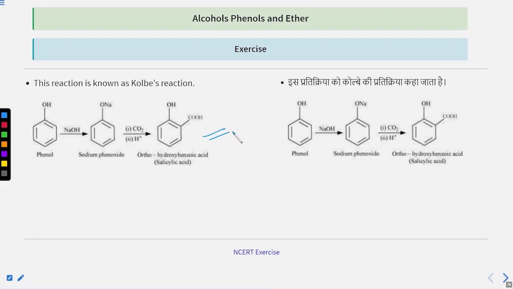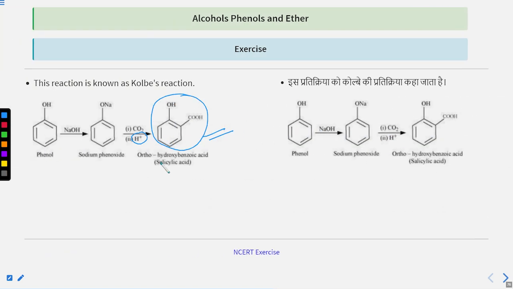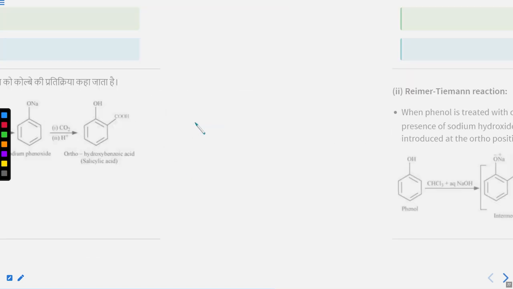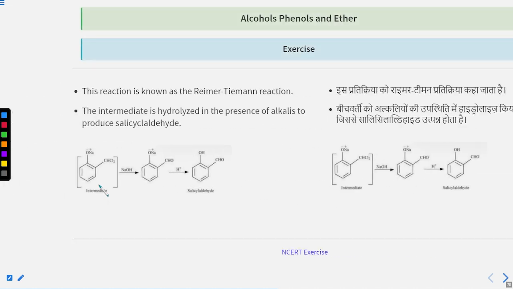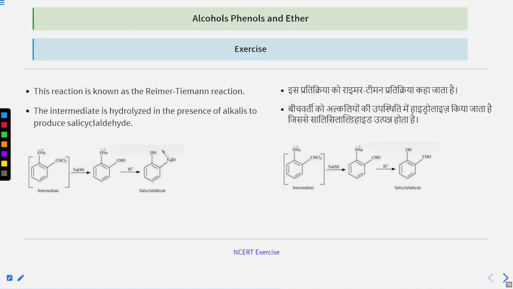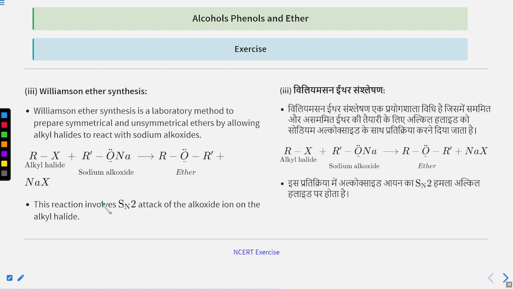So as you can see, we have just treated with H+ to protonate and get salicylic acid. So it is salicylic acid and not salicylaldehyde. Okay. Next is Reimer-Tiemann reaction. We have seen it just now. Treat it with CHCl3 and aqueous NaOH and then further protonate it to give salicylaldehyde. After Reimer-Tiemann we have Williamson synthesis.